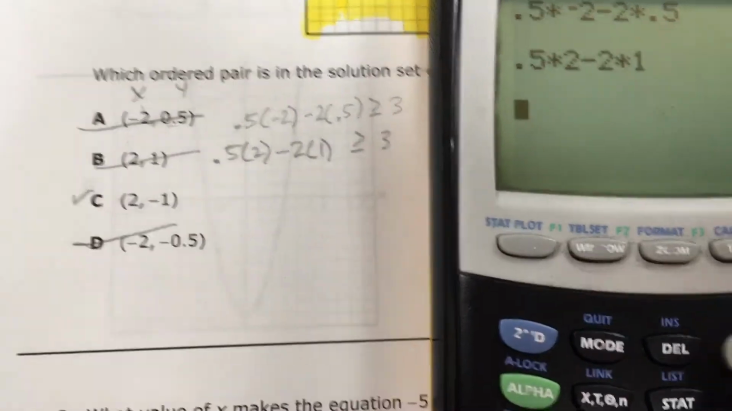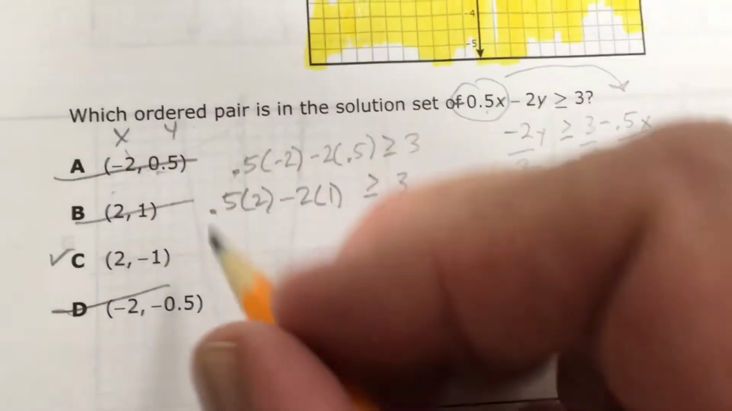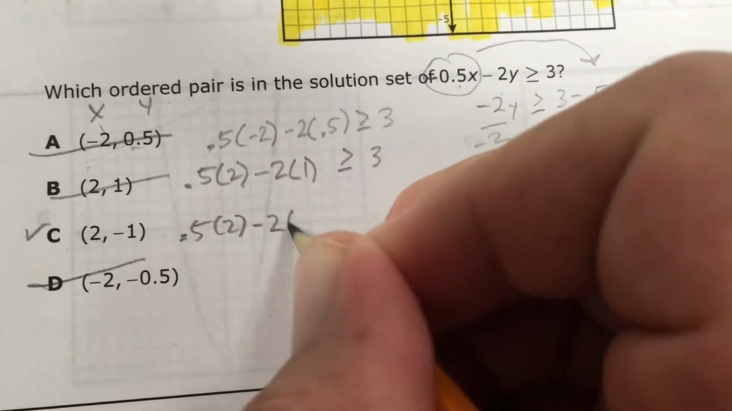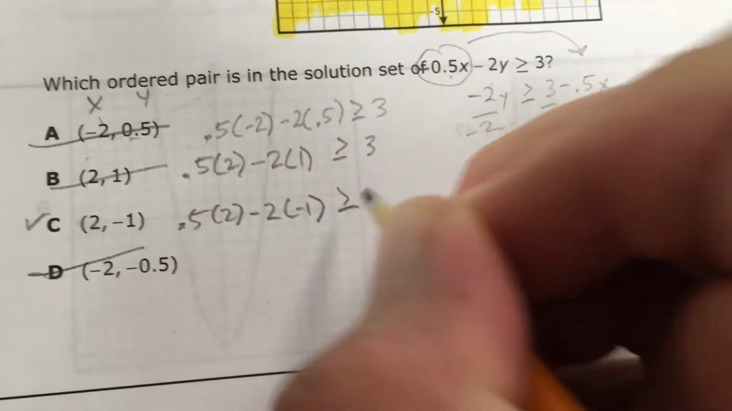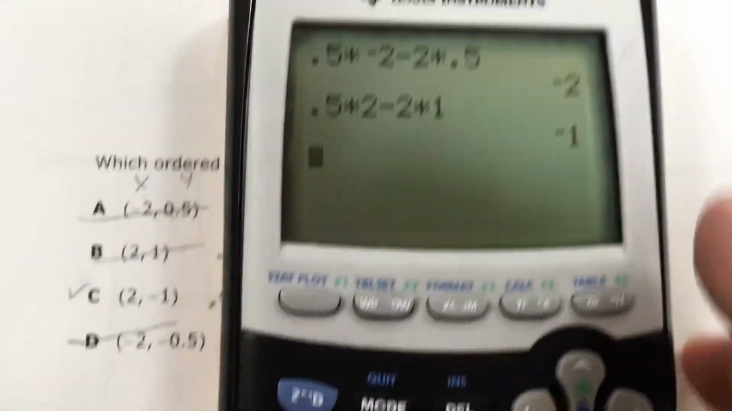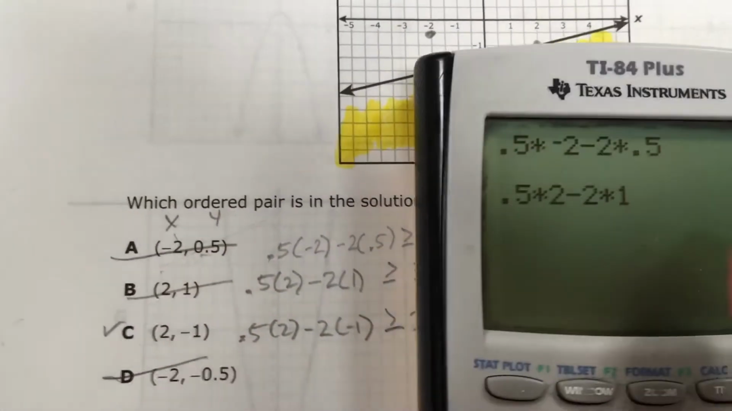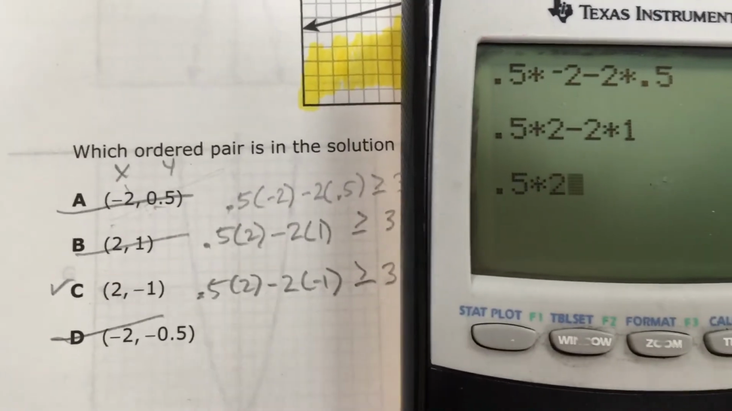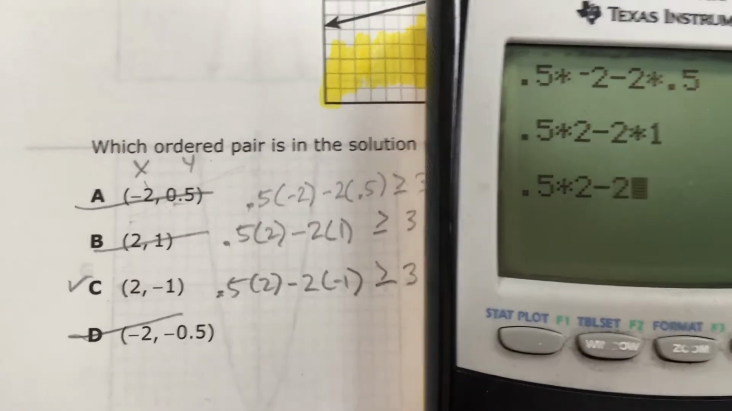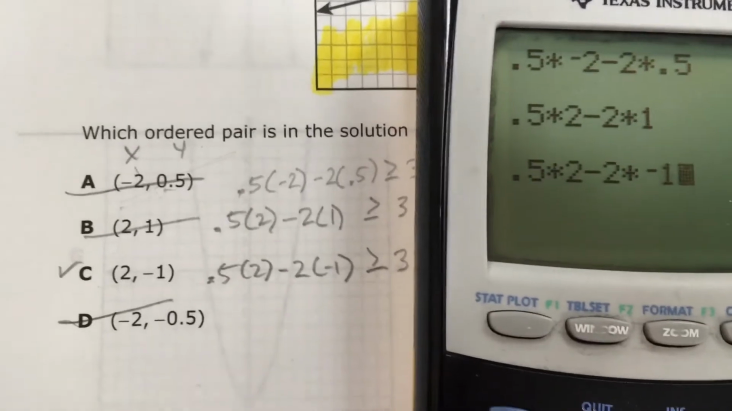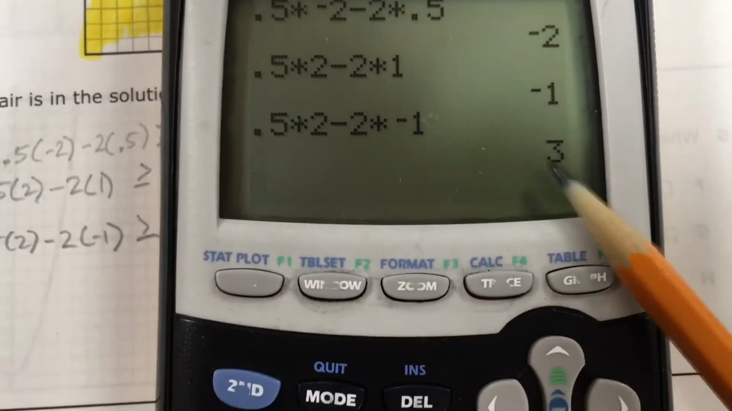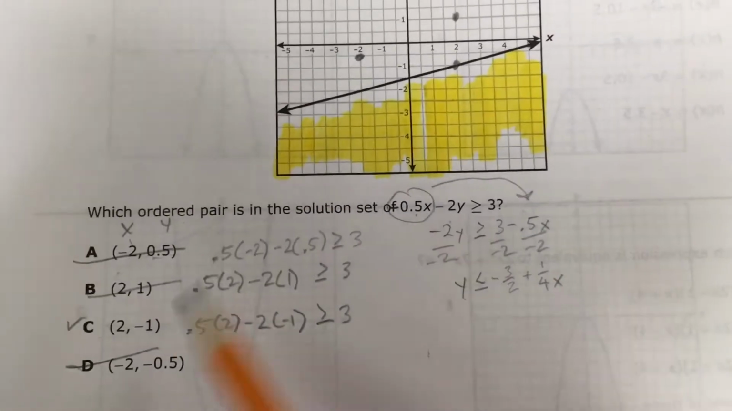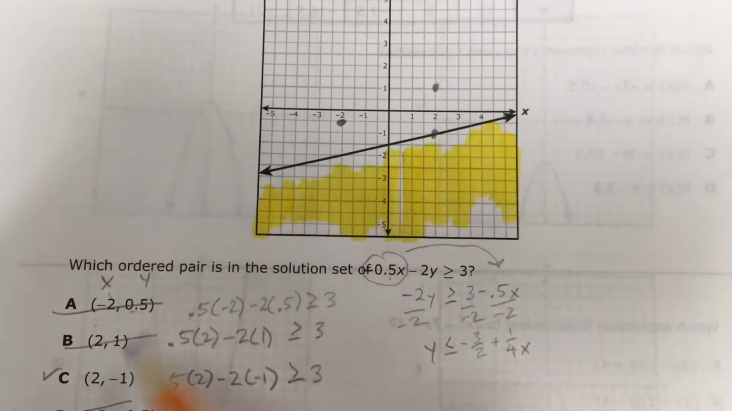And then I can check C. 0.5 times 2 minus 2 times negative 1. I want to see if that's greater than or equal to 3. It should be because we found that point on the graph. So 0.5 times 2 minus 2 times negative 1. Hit enter, and I get 3 exactly. So 3 is greater than or equal to 3. Either way, we end up with the same answer, C, for this problem.